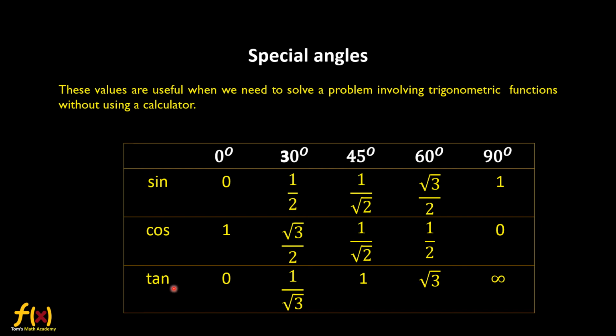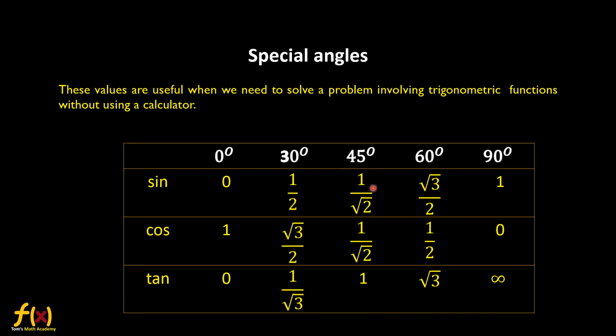Now the tan value is also very easy. We know that tan is sine theta over cos theta. So we divide the sine value by the cosine value. Start, 0 divided by 1 is 0. Then 1 over 2 divided by root 3 over 2. When we have to divide by a fraction, we multiply by the reciprocal. In short, the denominator 2 and 2 will be cancelled. We are getting 1 over root 3.